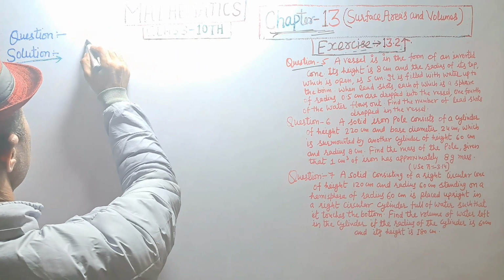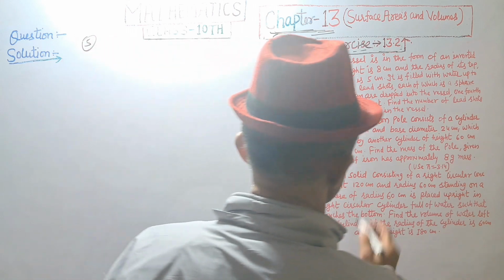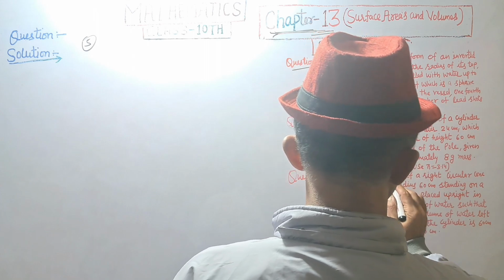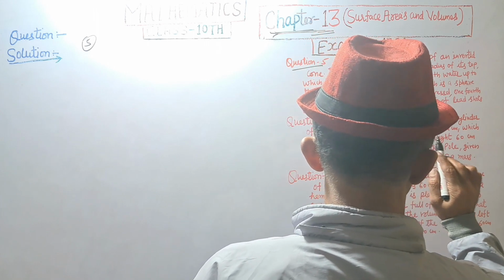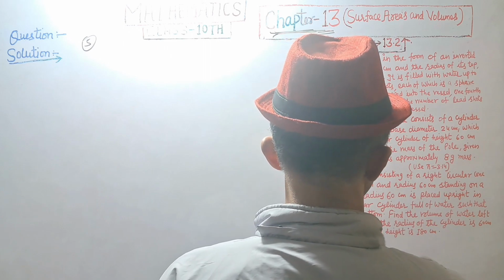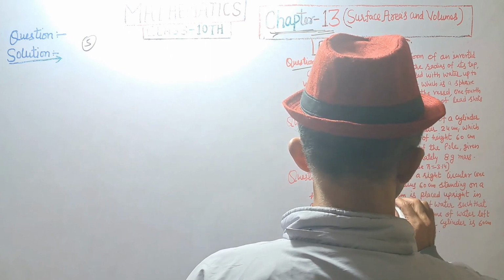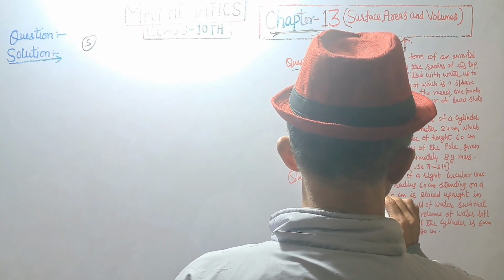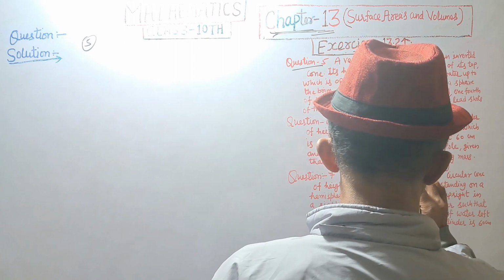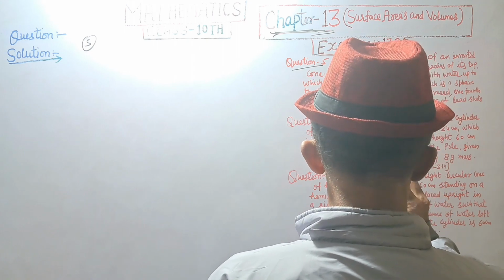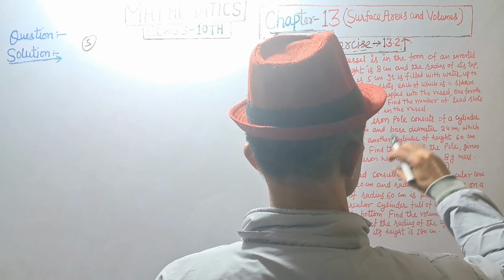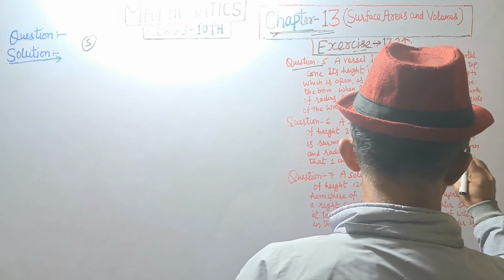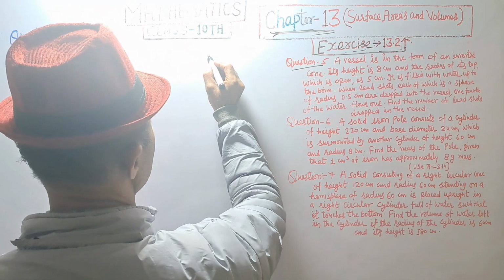Question number 5. A vessel is in the form of an inverted cone. Its height is 8 cm and the radius of its top, which is open, is 5 cm. It is filled with water up to the brim. When lead shots, each of which is a sphere of radius 0.5 cm, are dropped into the vessel, 1/4 of the water flows out. Find the number of lead shots dropped in.